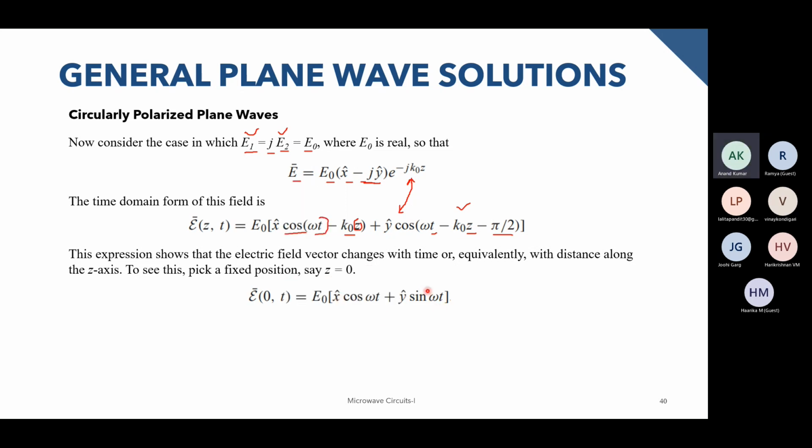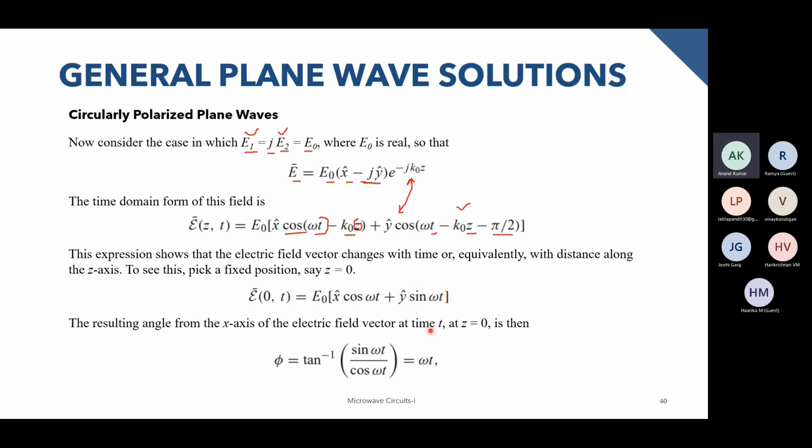So if we choose, let's say, z equals 0, we can express the electric field in something of this form. This particular minus pi by 2 changes this cos to sine omega t. Now, to calculate the resulting polarization angle, it can be calculated by using tan inverse of sine omega t by cos omega t, which ends up with omega t.